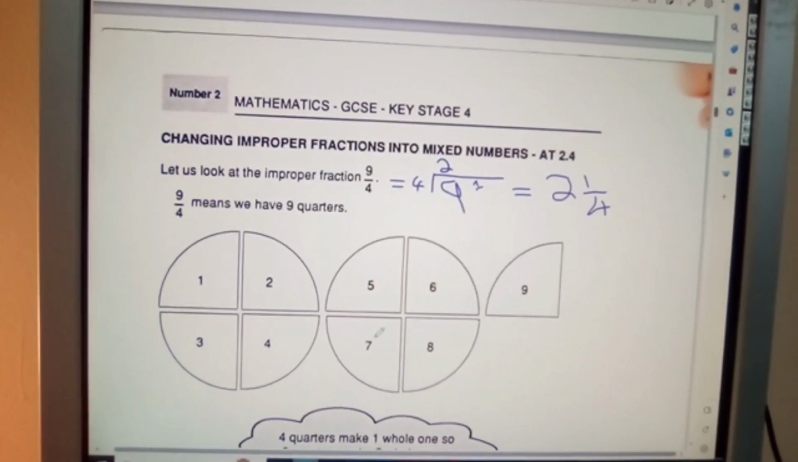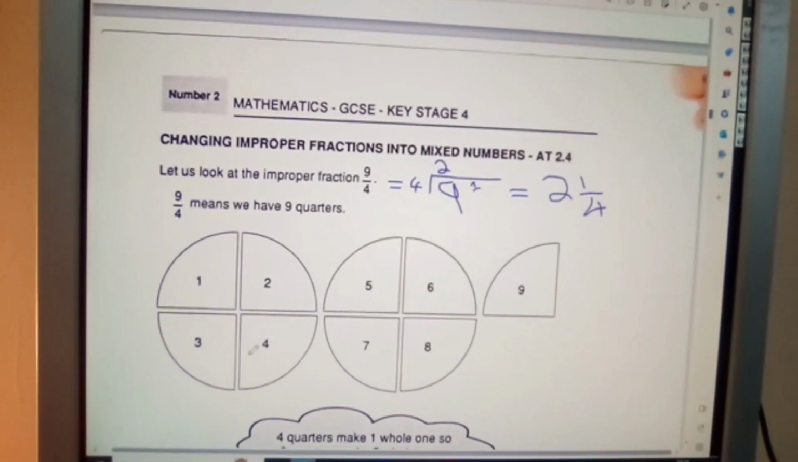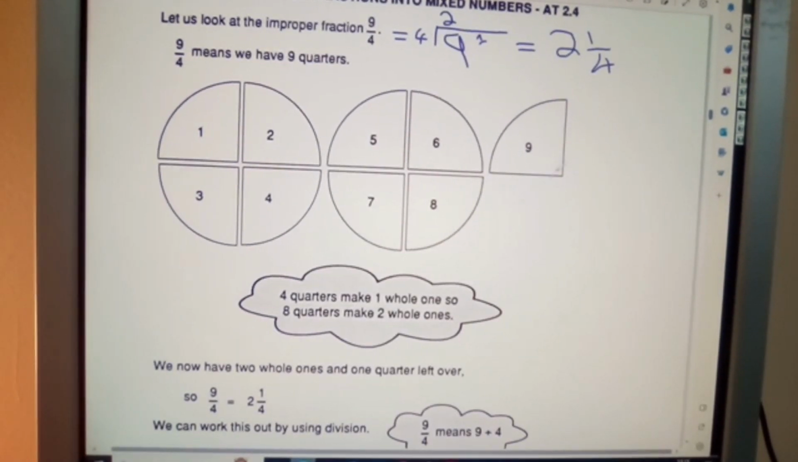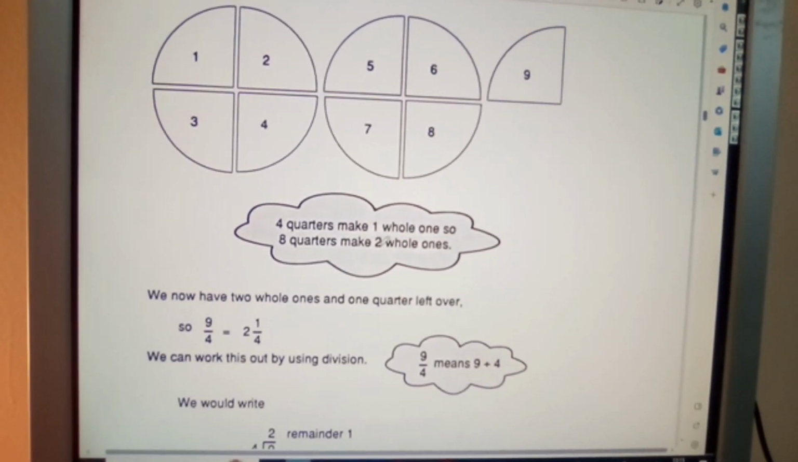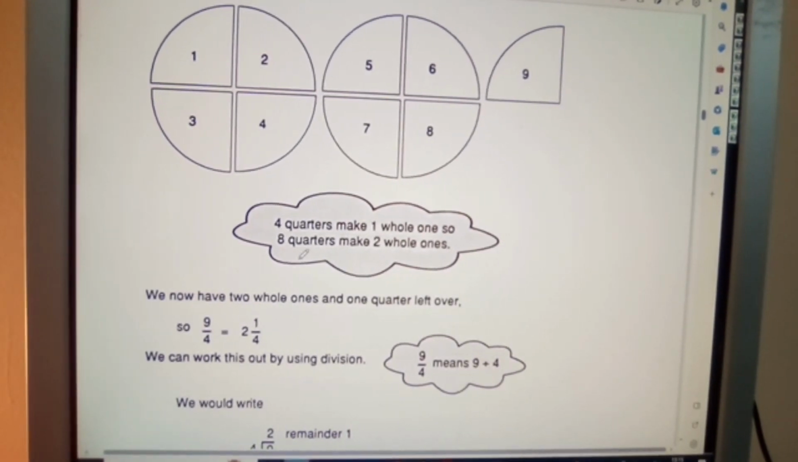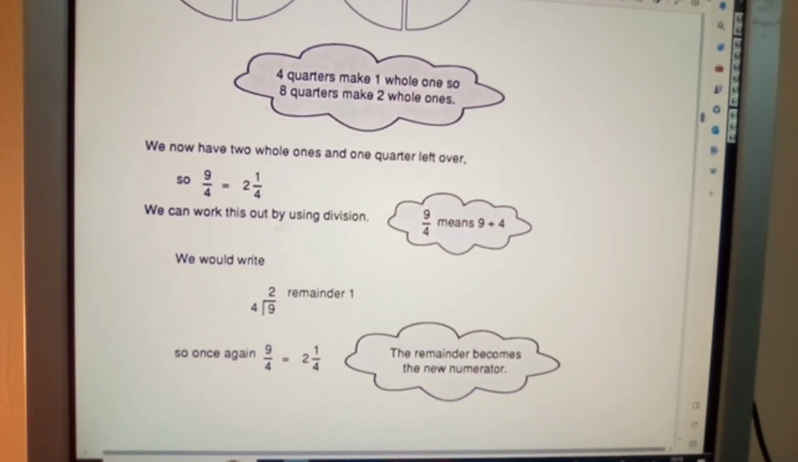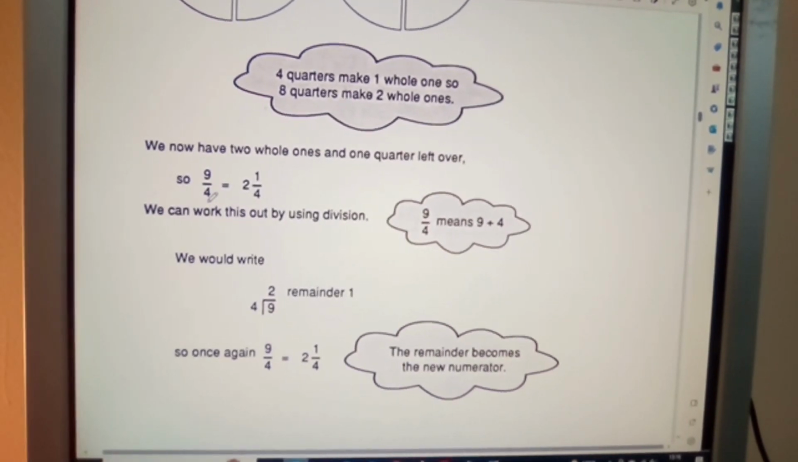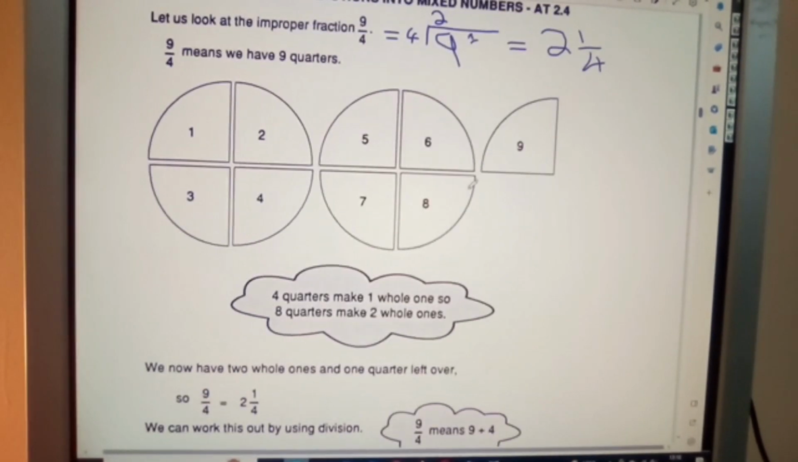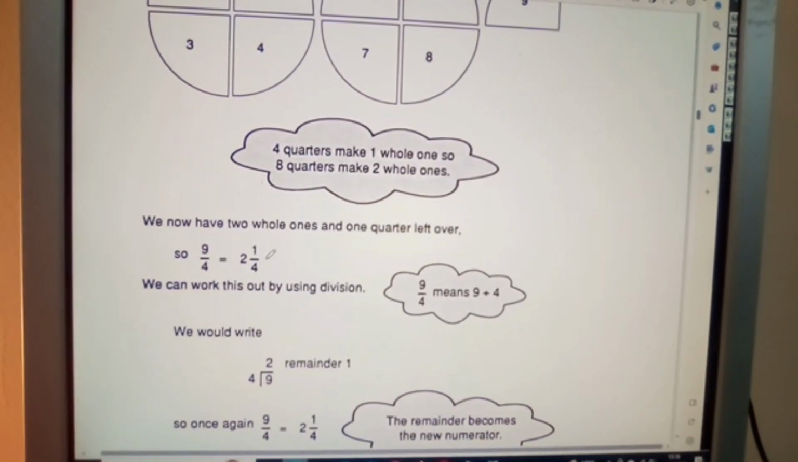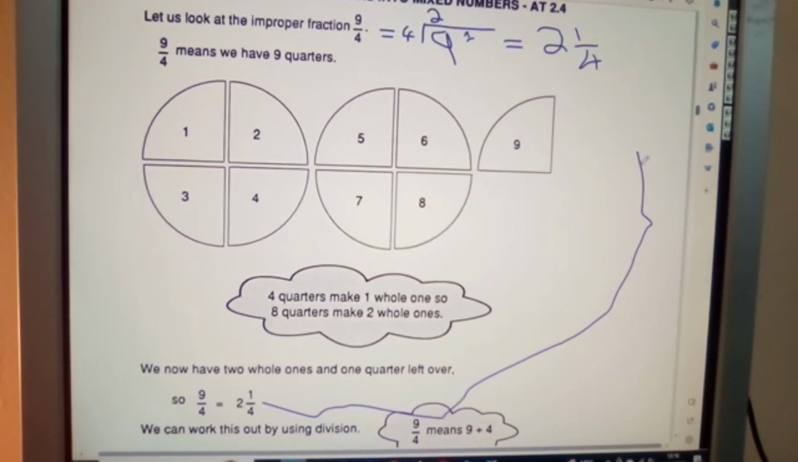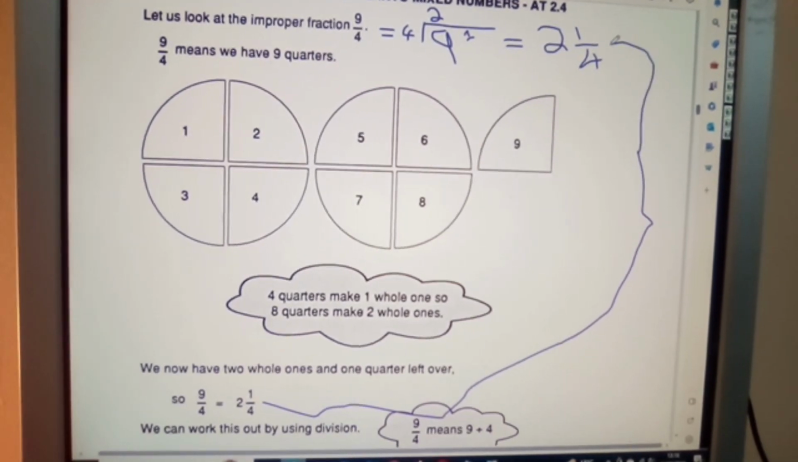But let's look at it from a different perspective as well. 9 quarters means we have 9 quarters. 4, 8, 9. 4 quarters make 1 whole. So 8 quarters makes 2 whole ones. We now have two whole ones and 1 quarter left over. So 9 quarters equals 2 and a quarter. And you can see my answer here tallies with what we have talked about here. Let me just go up, and you can see that my answer here is exactly the same.